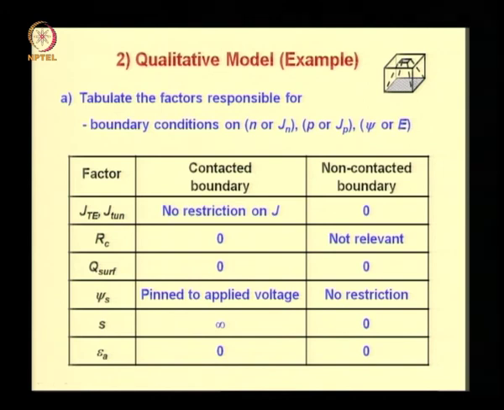For non-contacted boundaries, similarly, we assume that no current escapes from the non-contacted regions, and therefore J thermionic emission and J tunneling are 0. The contact resistance is not relevant for non-contacted boundary. Surface charge we will assume to be 0, ideal surface. Surface potential, we assume no pinning and no restriction. So, it all depends on how the potential gets distributed in the device. We do not assume any imposition from the surface side. Surface recombination velocity is 0, which means no carriers are moving towards the surface to recombine there. Finally, the ambient dielectric constant is 0.